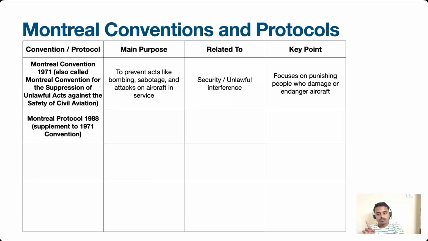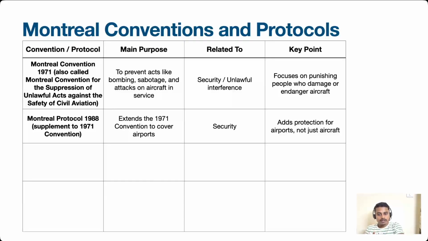Then comes the Montreal Protocol of 1988, which is a supplement to the previous convention, that is, the one in 1971. This is also related to security, and it focuses on protection of airports. So the previous one was only protecting the aircraft in flight, and this one is protecting the airports, not just the aircraft.